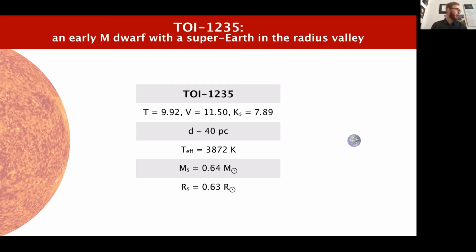Well, the temperature, the mass, and the radius of TOI 1235 place it in that regime where we think this transition might be happening between photoevaporation and gas-poor formation. So that makes this planetary system a real keystone system to help us understand the origin of the radius valley around these types of low mass stars.